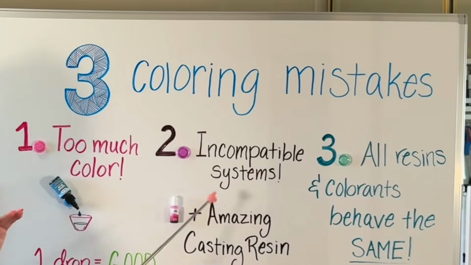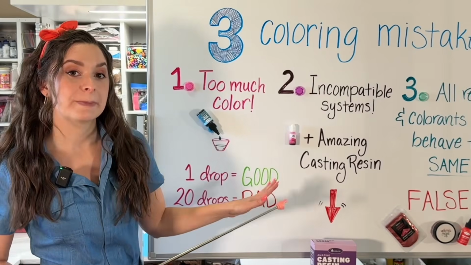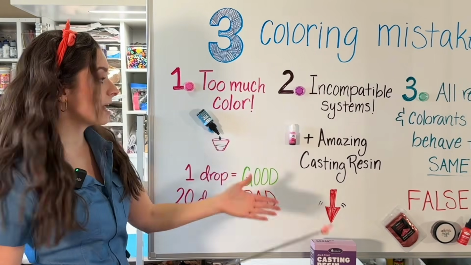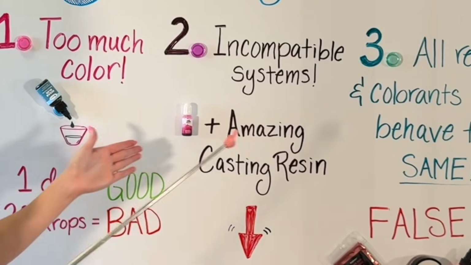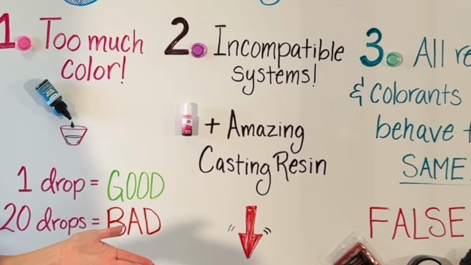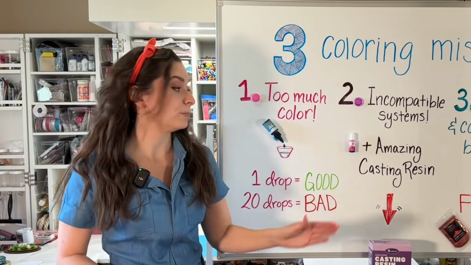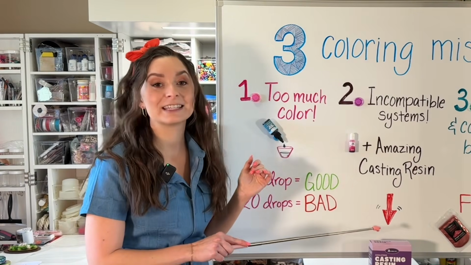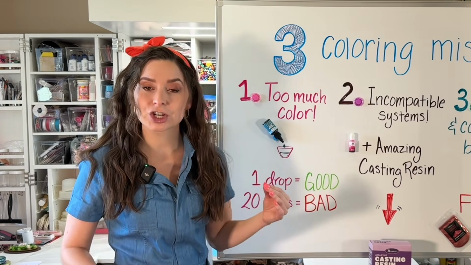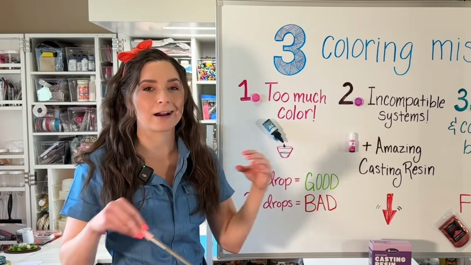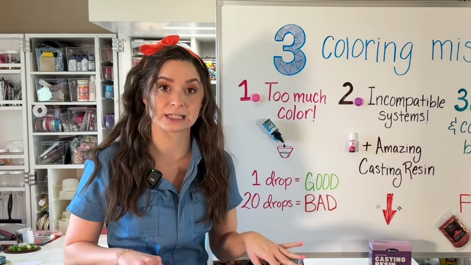Next up, incompatible systems. I know we talked about this before, but if you take something like an alcohol ink and mix it with something like our Amazing Casting Resin, it's not going to go well, because this has water and this does not like water. So make sure when you're using your colorants that they are going to mingle perfectly and be friends and not enemies.